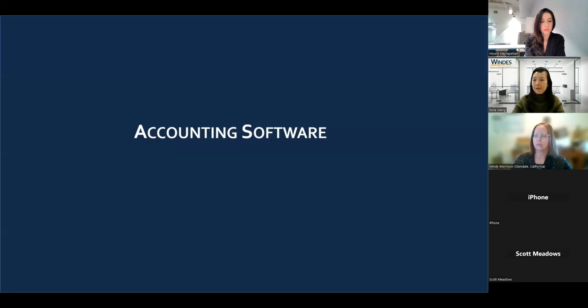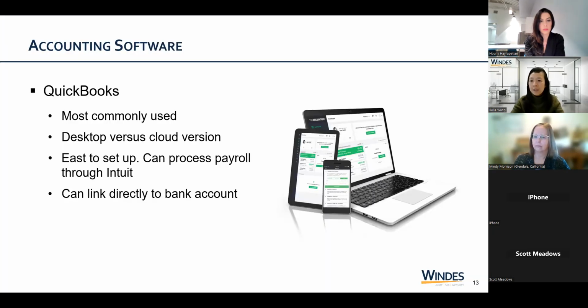I'm going to just go over the accounting software, and most of our clients use QuickBooks, and there are a lot of features in QuickBooks. I know one of our attendees is a QuickBooks expert. So even if you're a small business, I really encourage you to have an accounting file set up so you can properly keep track of your business income and expenses.